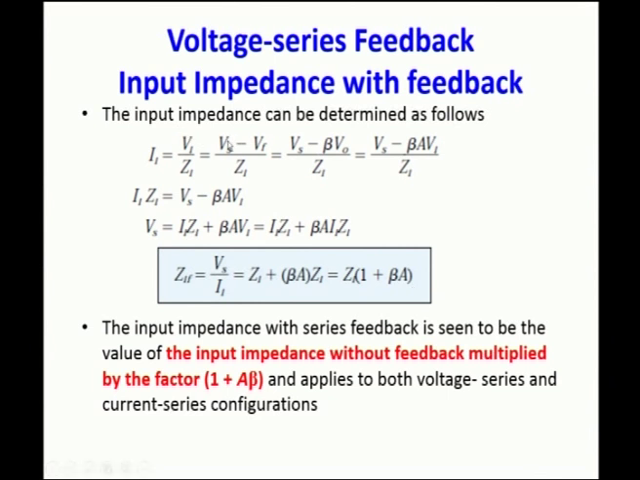We have calculated the input impedance. Here 1 plus beta A times it is increased. The input impedance with series feedback is seen to be the value of the input impedance without feedback multiplied by the factor 1 plus beta A. We know what is beta and what is A.